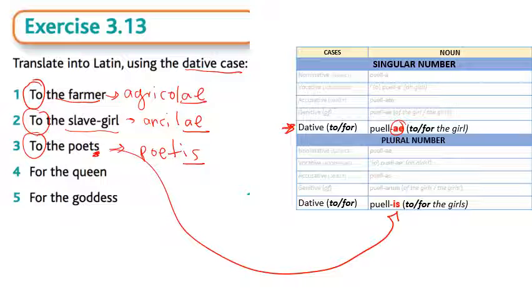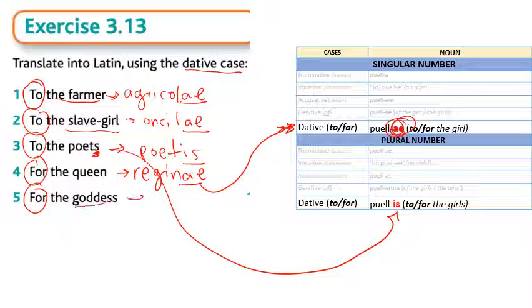poetis. For the queen, I need singular again. So this would be reginae, which is the dative singular ending. For the goddess, goddess is singular again. It's only one goddess, so I will write deae, again, the dative singular ending.